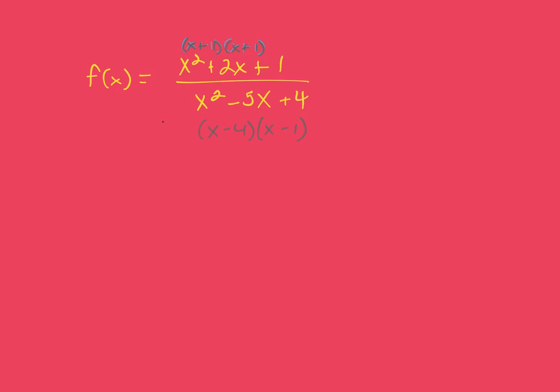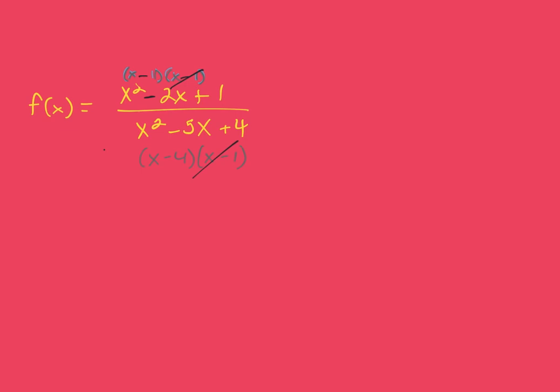I did it wrong. Make this minus 2. So then these are minus. Okay. You can cancel through one of your x minus 1s. So there's a hole there. Then moving forward, I would answer everything from what's left. So what's left is f of x equals x minus 1 over x minus 4.